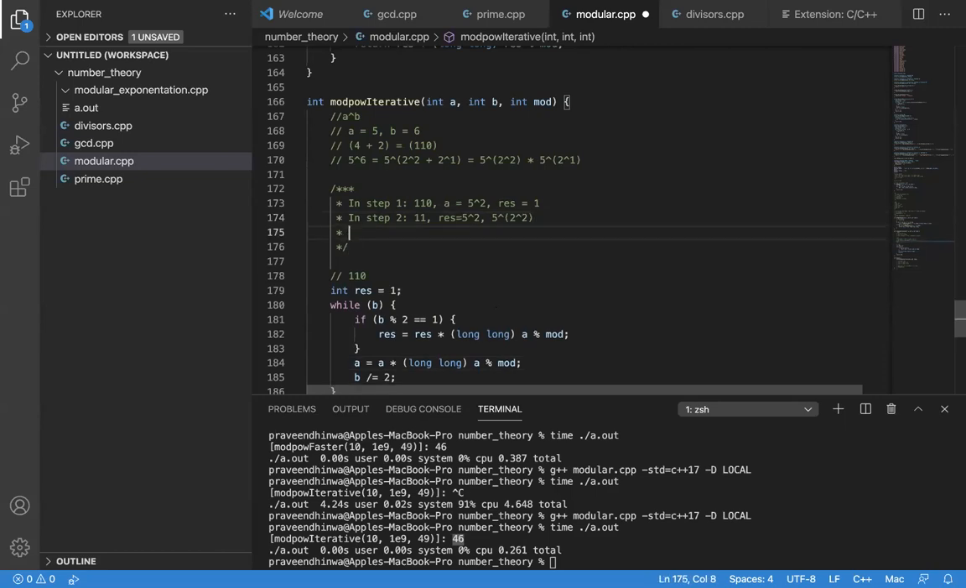And in step 3, it is 1. Range will be multiplied by 5 power 2 multiplied by 5 power 4, and your A will become 5 power 4 into 5 power 4, the same thing.